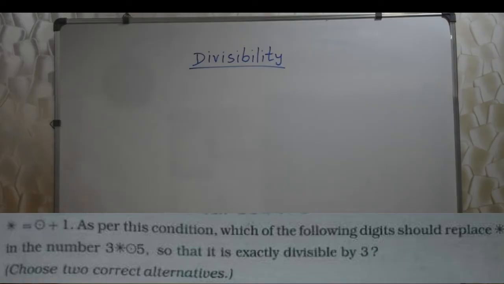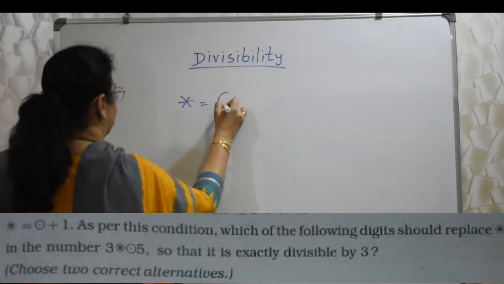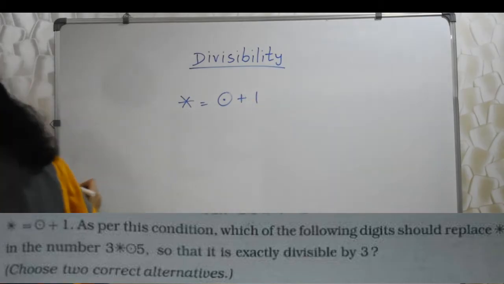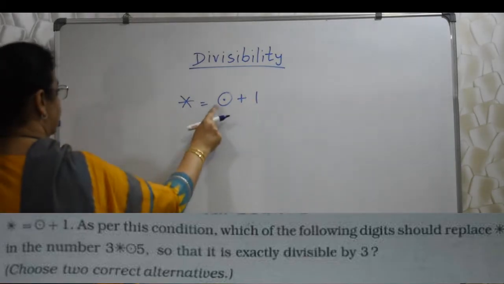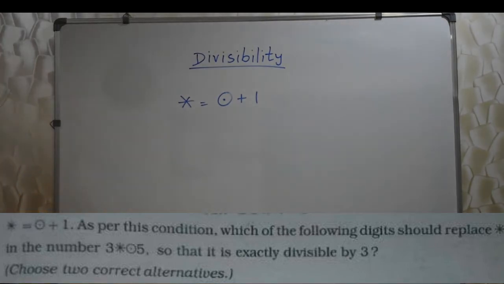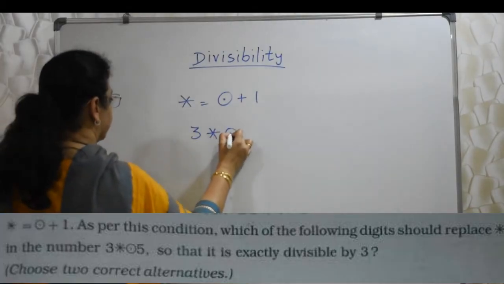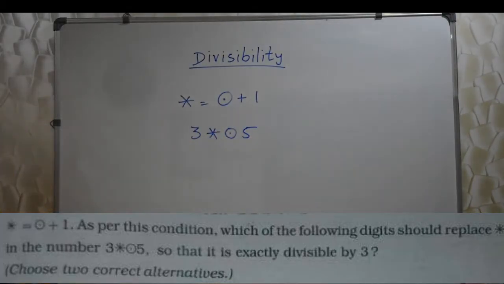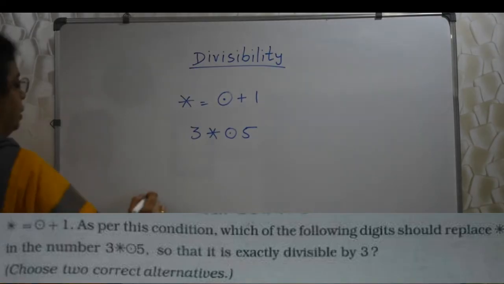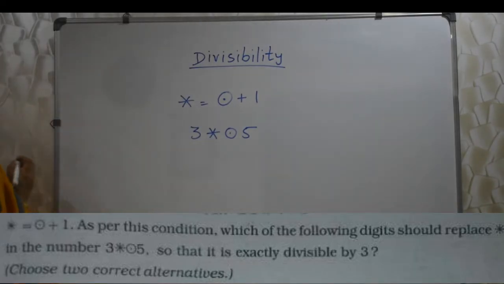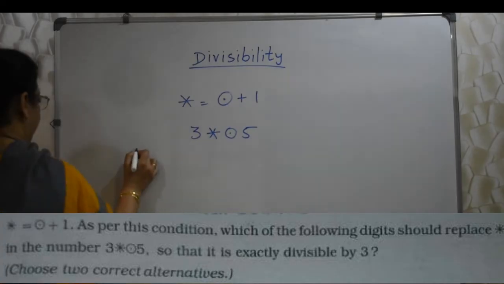Okay, what are they saying? Asterisk is equal to this plus 1. So the value of asterisk is greater than this by 1, right? Now the options given are 9, 7, 5, 1. As per this condition, which of the following digits should replace the asterisk in the number, so that the number is exactly divisible by 3? I will write the options also: 9, 7, 5, 1.